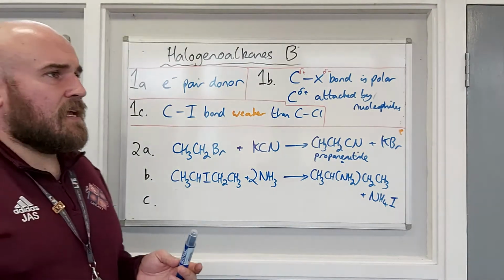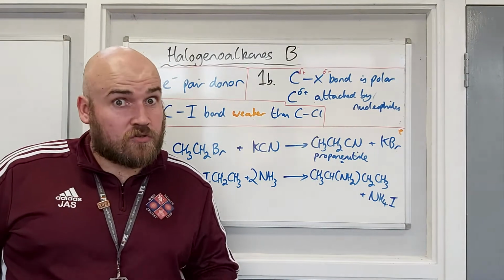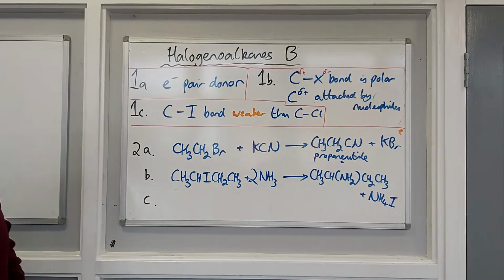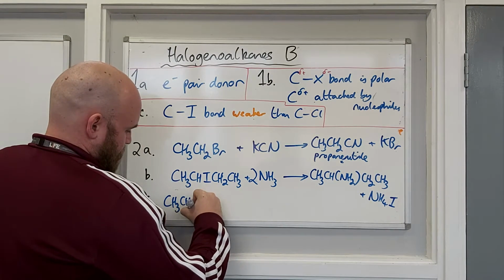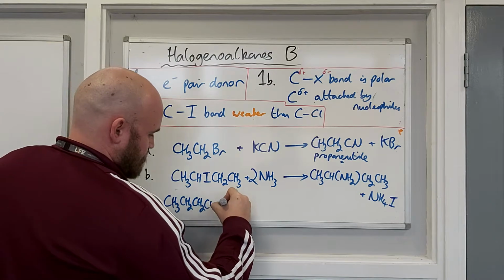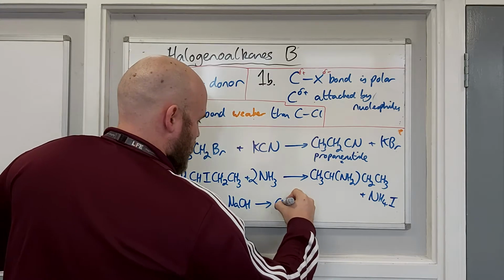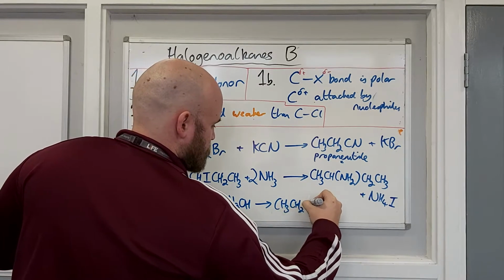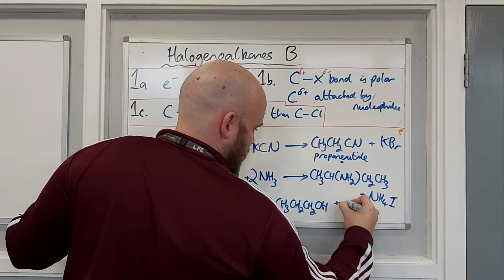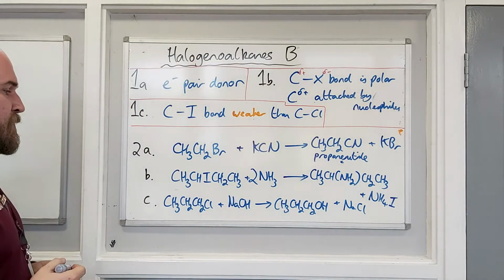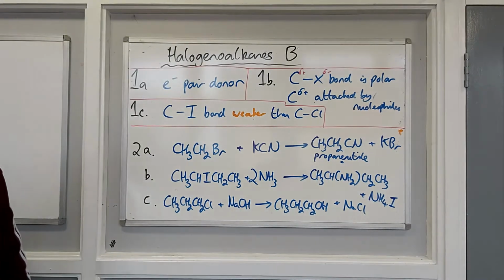And the final one is the 1-chloropropane with warm aqueous sodium hydroxide. So warm aqueous should suggest to you nucleophilic substitution. So it's 1-chloropropane and it's sodium hydroxide. So we're just going to swap the halogen for the hydroxide and you end up with NaCl as a byproduct. But again, you could do the mechanism for that, because we're going to go into that now, do the mechanisms for questions 2b and 2c and then write the equation from that.